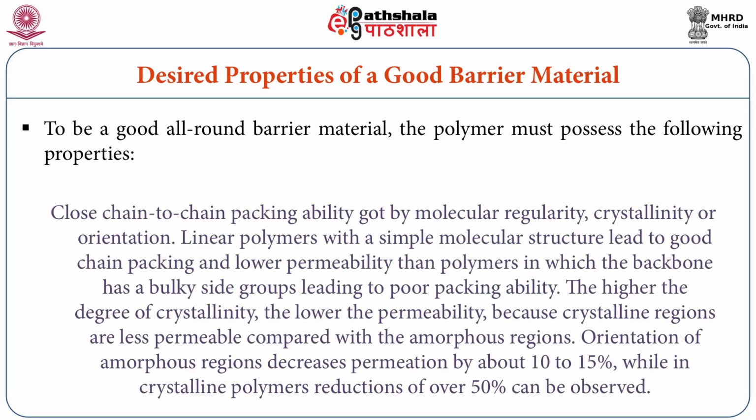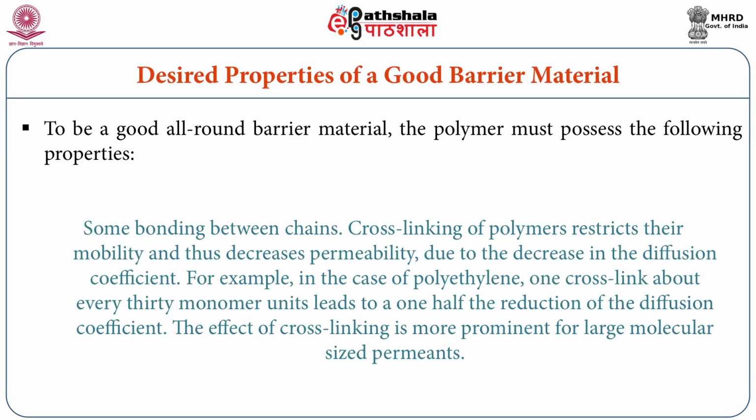Close chain to chain packing ability, through molecular regularity, crystallinity or orientation. Linear polymers with a simple molecular structure lead to good chain packing and lower permeability than the polymers in which the backbone has bulky side groups, leading to poor packing ability. The higher the degree of crystallinity, the lower the permeability, because crystalline regions are less permeable compared with amorphous regions. Orientation of amorphous regions decreases permeation by about 10 to 15%, while in crystalline polymers reductions of over 50% can be observed. Some bonding between chains.